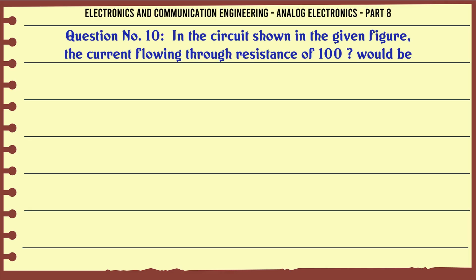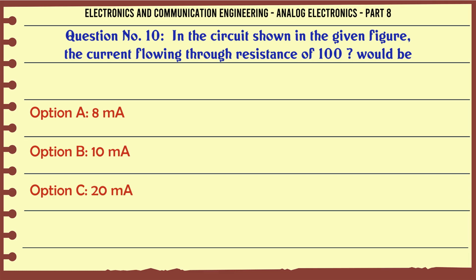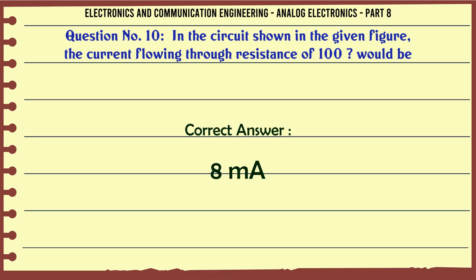In the circuit shown in the given figure, the current flowing through the resistance of 100 would be: A, 8 mA. B, 10 mA. C, 20 mA. D, 100 mA. The correct answer is 8 mA.